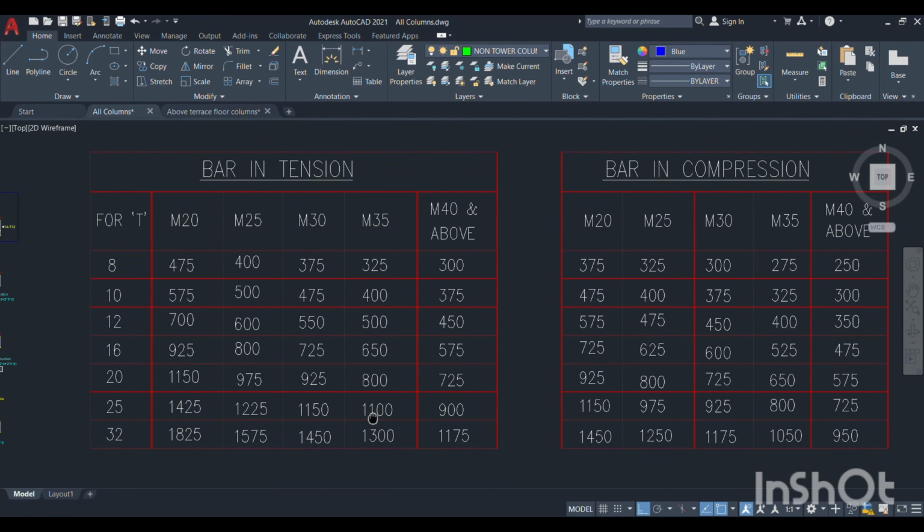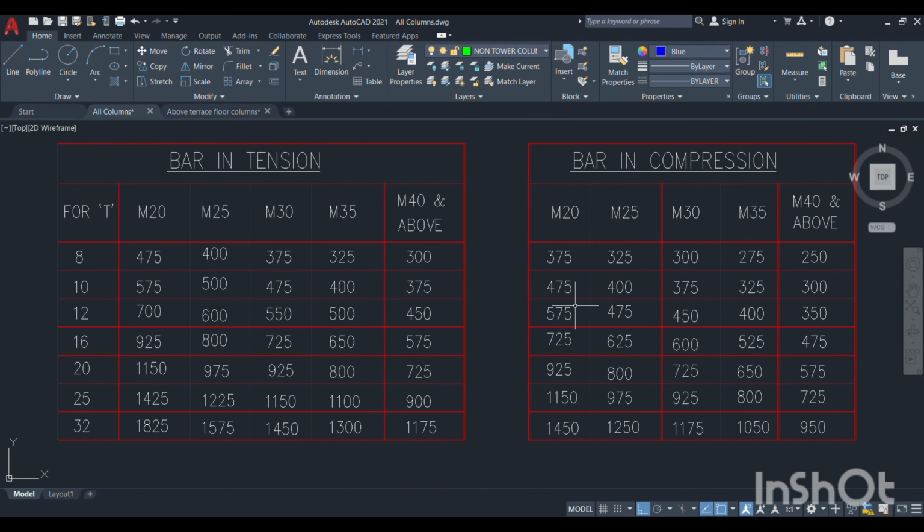This is a very important thing. This lap length has to be followed as per this table. Here you see the M25 grade. As per this M25 grade, for 16 mm dia the lap length is 625 mm, for 12 mm dia it is 475 mm, for 20 mm dia it is 800 mm, and for 25 mm dia it is 975 mm. Here we are not getting any 25 mm dia at this level. The maximum we are getting is 20 mm dia, 16 mm dia and 12 mm dia.